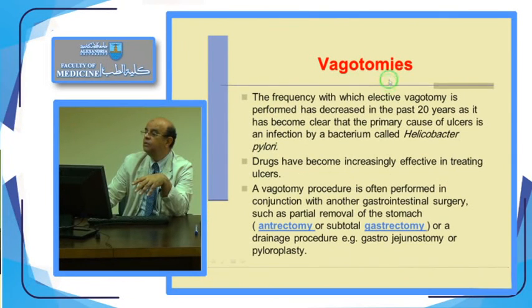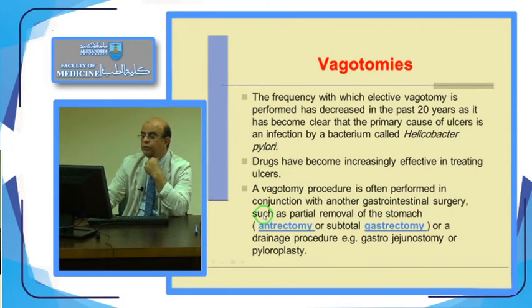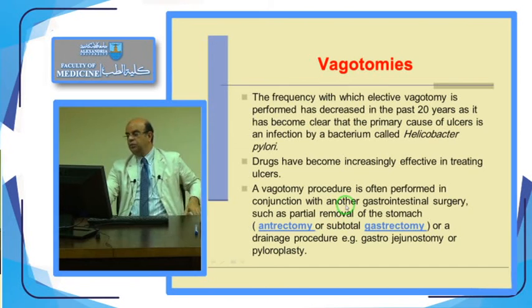This is what I explained 20 years ago, but nowadays it is no longer done, because the primary cause of ulcer is thought to be an infection by a bacterium called Helicobacter pylori. Drugs have become increasingly effective in treating the Helicobacter pylori and the increased acidity of the stomach. A vagotomy procedure is often performed in conjunction with another gastrointestinal surgery.